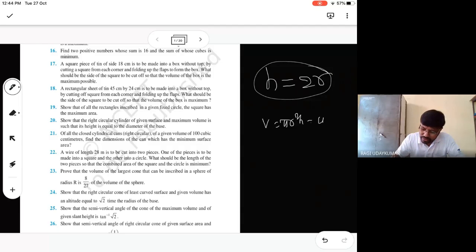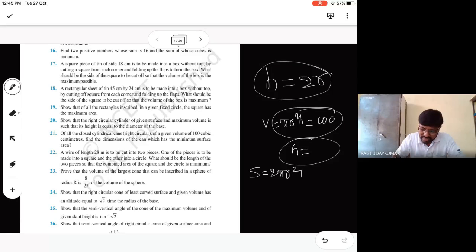Pi r square h is equal to 100. From this, find the h value. The h value in terms of r will come. What is the surface area? 2 pi r square plus 2 pi r h. Substitute the h value that comes here. It is completely converted into r. Then do ds by dr.